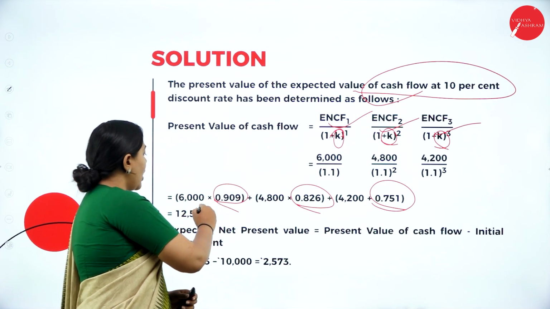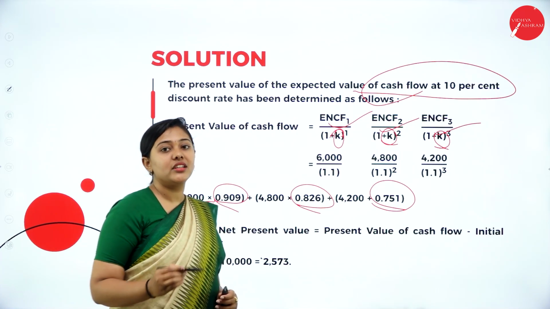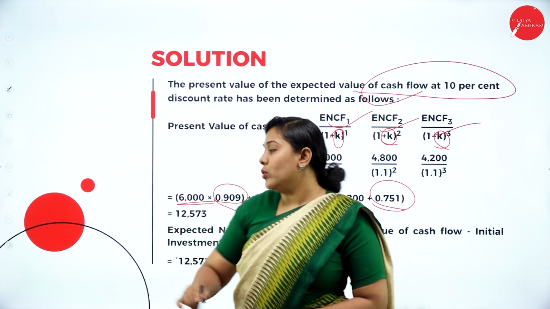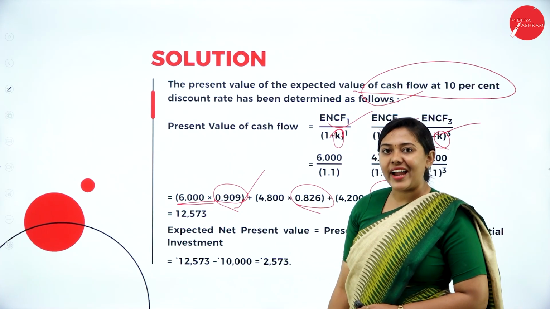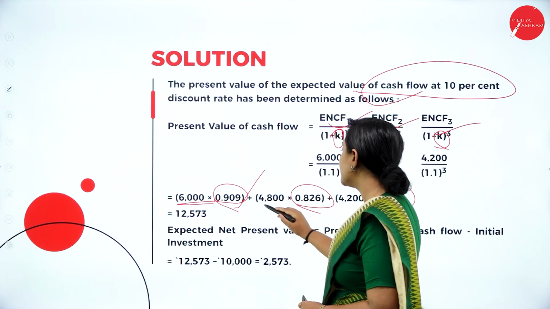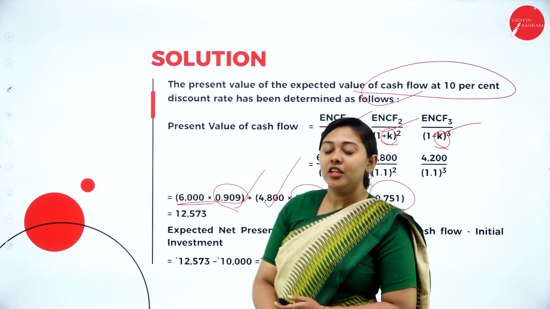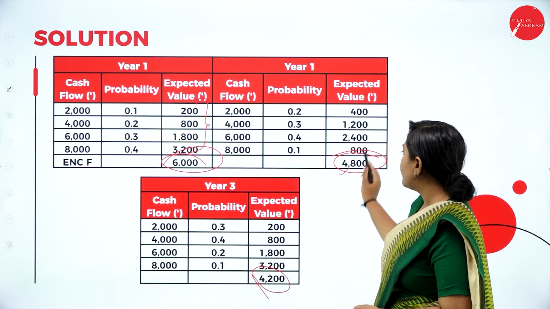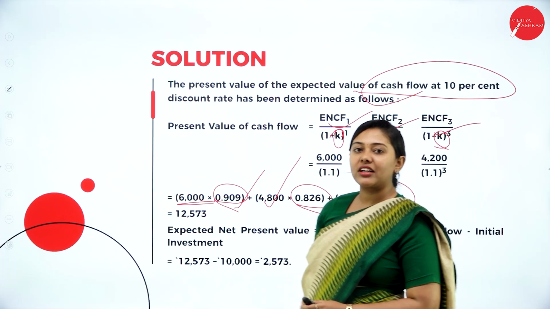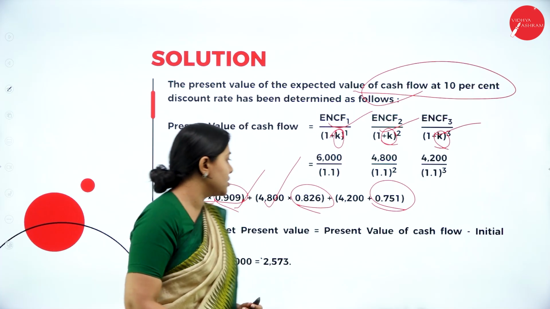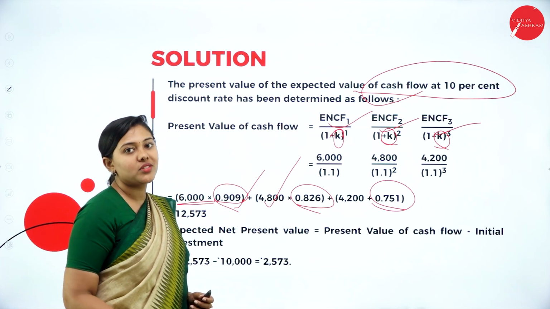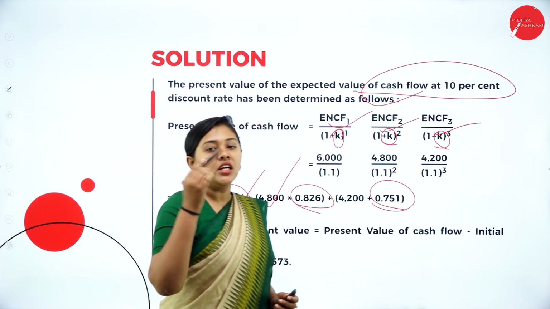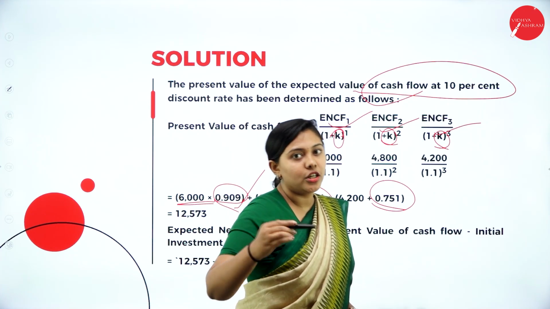So, first what you have to do is take your expected net cash flow into your discount factor rate or PV factor rate. So, 4,800, the second year net cash flow, into your PV factor at 10%, it will be how much? It will be 0.826 as per your PV table, 10% discount rate for year 2.